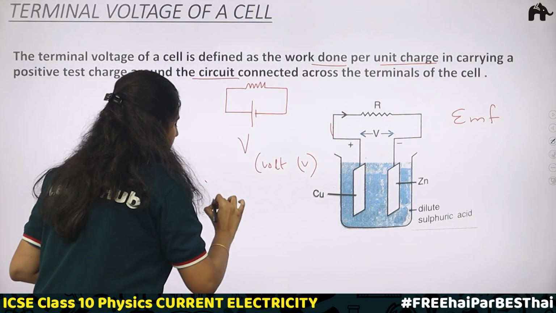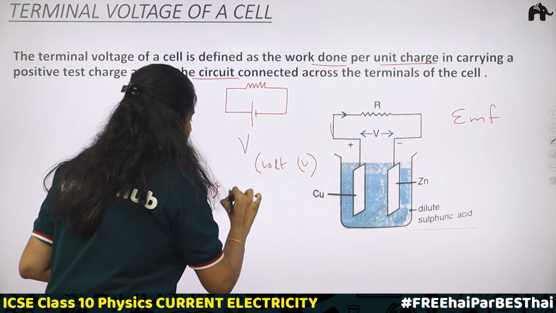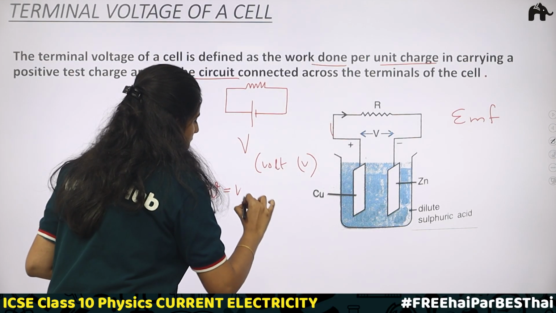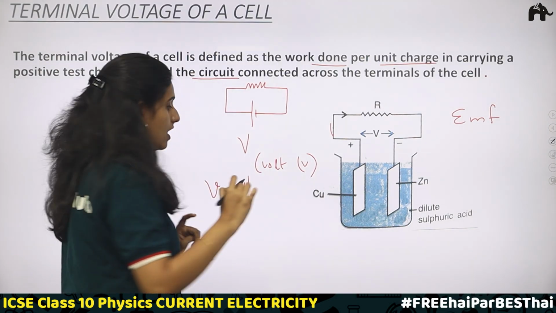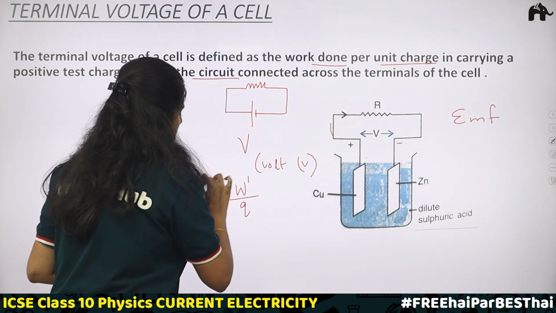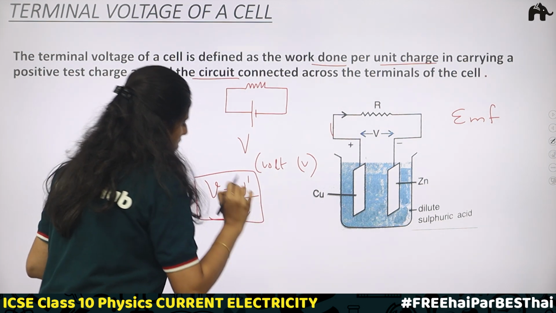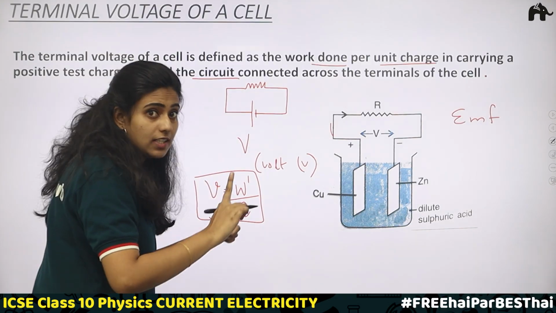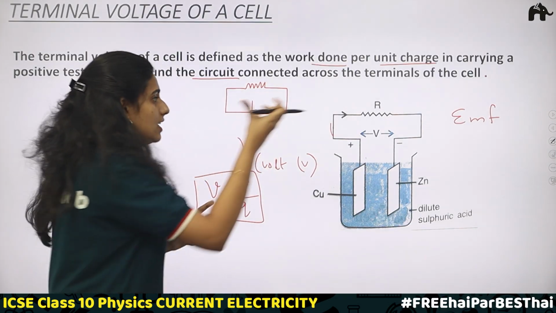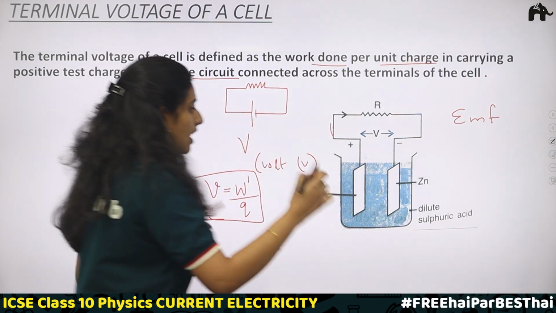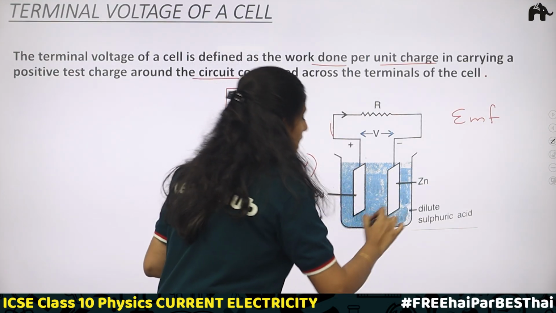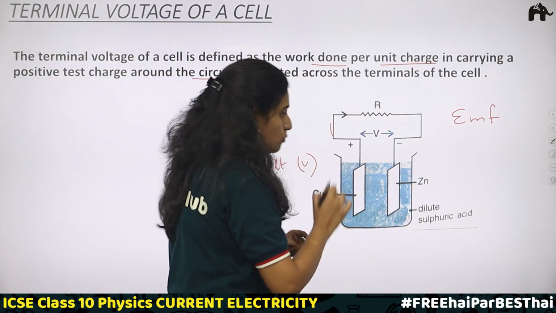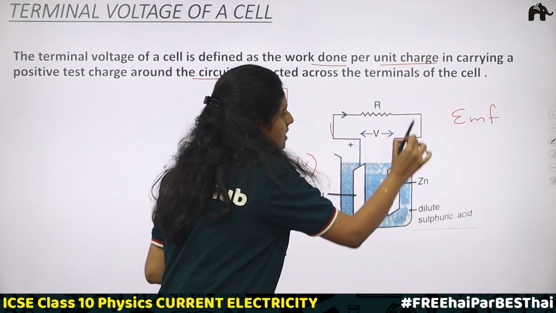Then terminal voltage is a work done which can be represented as W dash, work done per unit positive test charge. So this is how you can find the terminal voltage. So why W dash? This work done and the work done which we discussed in the case of EMF are different. There, both works will be considered, that is, the movement of charges inside the cell and the movement of charges outside the cell.